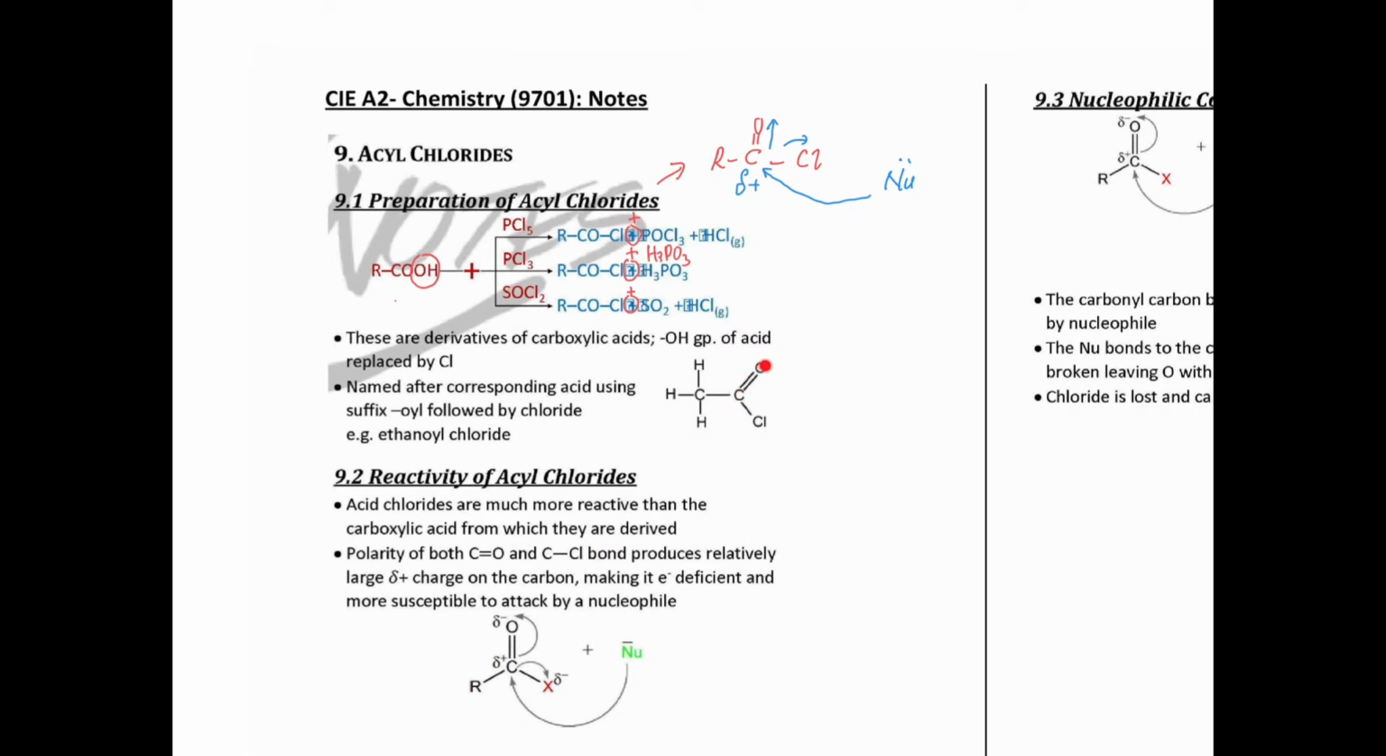What happens? In C=O, the O attracts electrons. The Cl attracts electrons also, making this carbon very lacking in electrons, very positive. So the polarity of both the C=O bond and the C-Cl bond produces a relatively large delta positive charge on the carbon, making it electron deficient and more susceptible to attack by a nucleophile. So a nucleophile will easily come to the carbon and react with it.